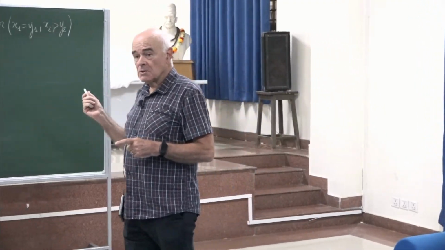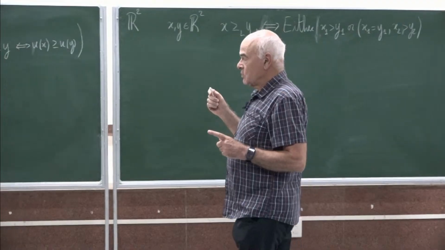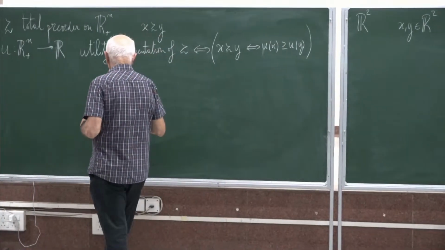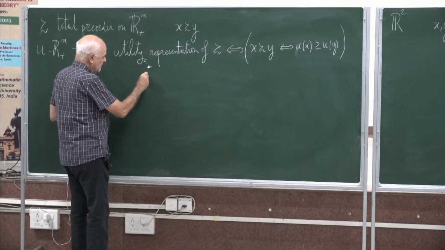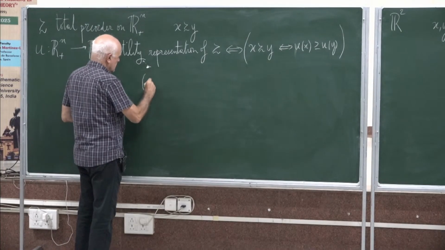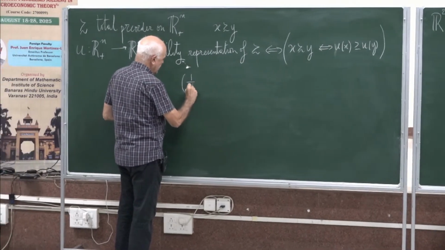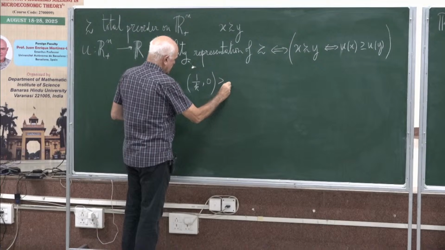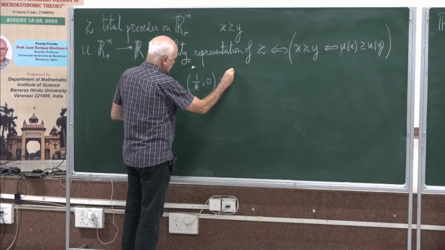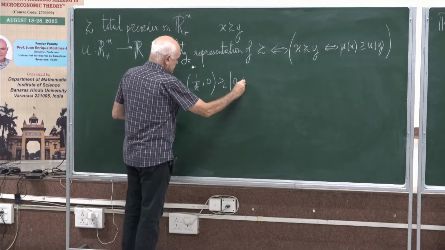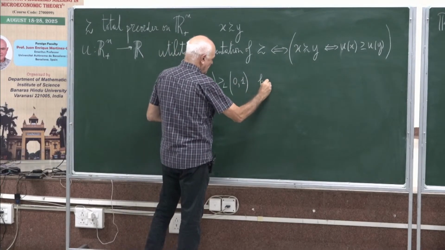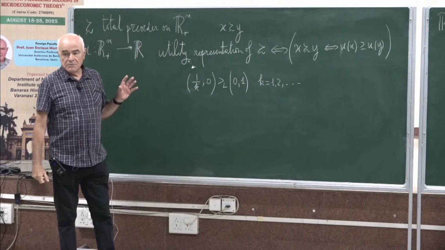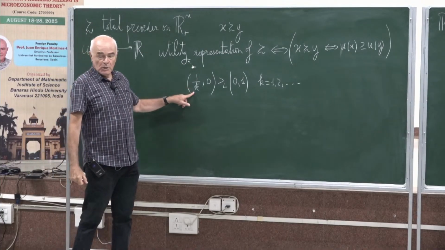Observe that this preorder is not continuous. So Debreu's theorem does not apply. To give you an example, you have (1 over k, 0) lexicographically greater than (0, 1) for every k, because you just have to look at the first component. 1 over k is greater than 0.